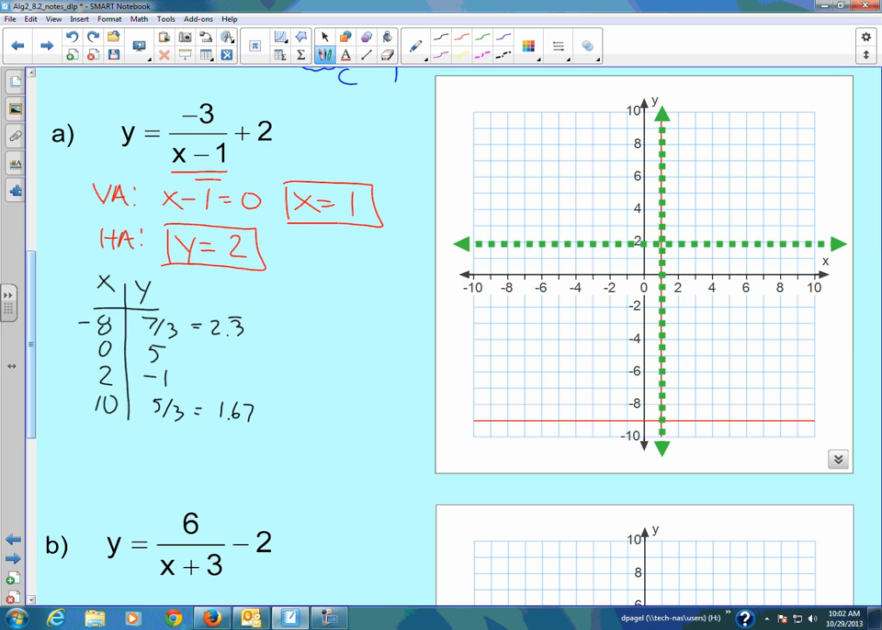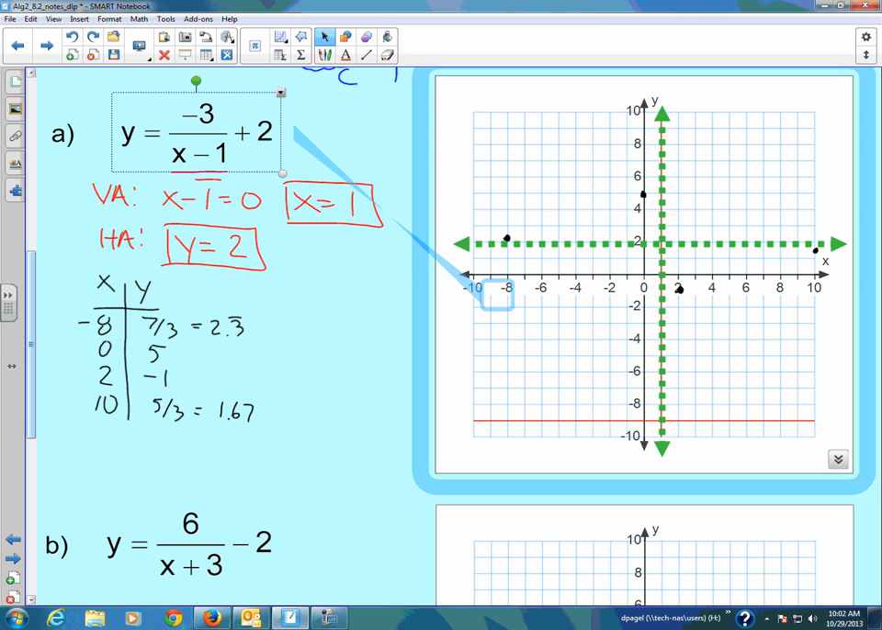All right, we plot these points. So negative 8, 2.3, getting right next to that horizontal asymptote. 0, 5, again next to the vertical asymptote. 2, negative 1, next to that vertical asymptote. 10, 1.67, next to that horizontal asymptote. And there's our graph.